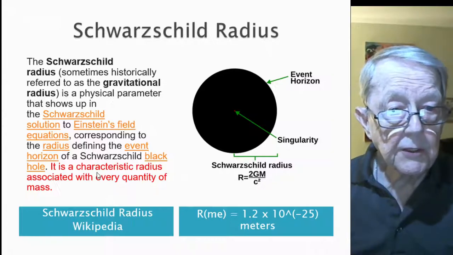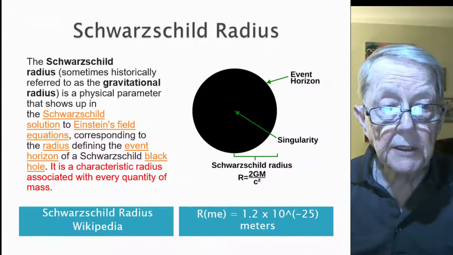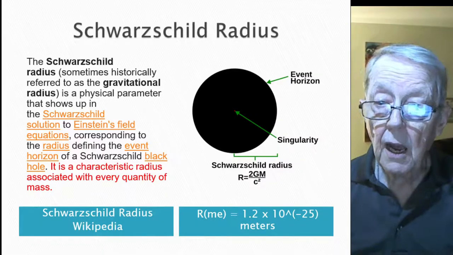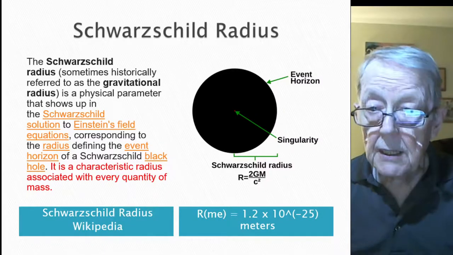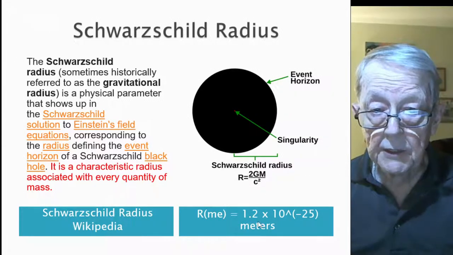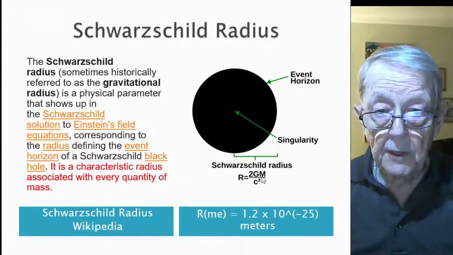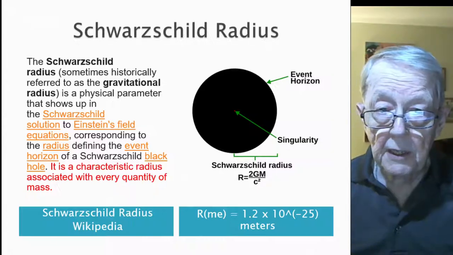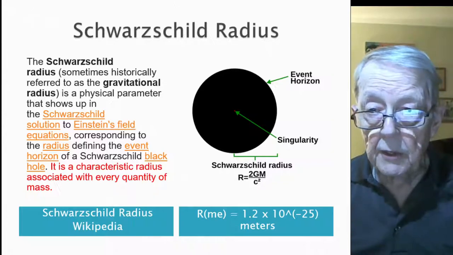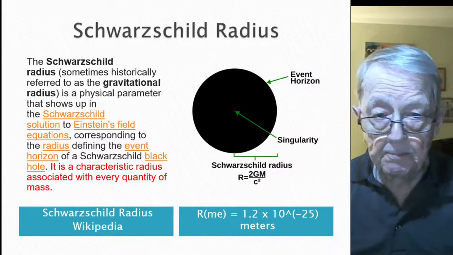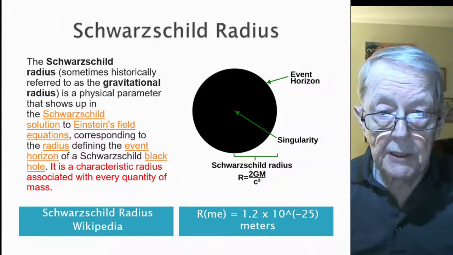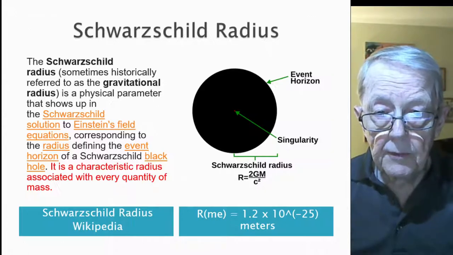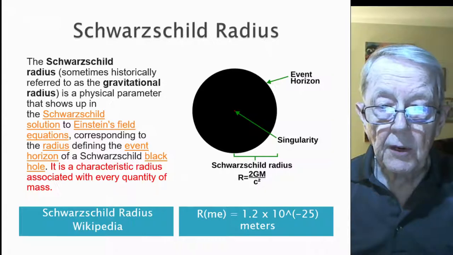Now, here's a very interesting statement. It's a characteristic radius associated with every quantity of mass. I have a mass. Wonder what my Schwarzschild radius is. Well, I calculated it using this one, 80 kilograms, 6.67 times 10 to the minus 11th for G, and C squared, where C is 3 times 10 to the 8th. You've got to square that. My Schwarzschild radius ends up being 1.2 times 10 to the minus 25th. I don't even know that that makes sense.